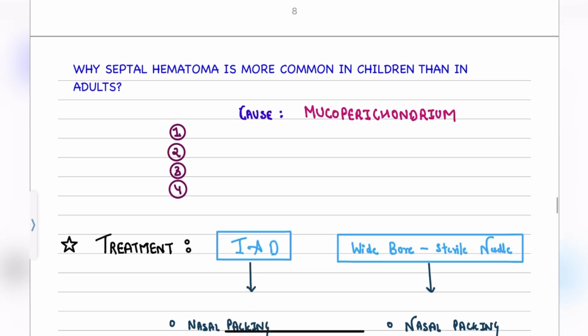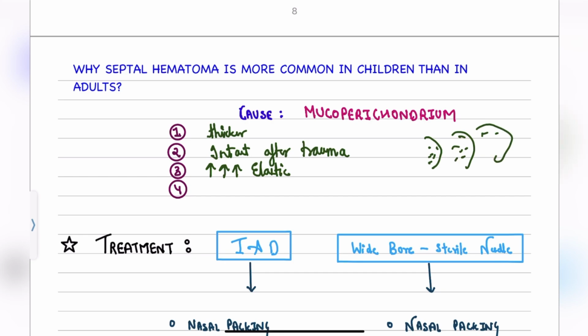So now let's discuss why septal hematoma is more common in children than in adults. The cause is the mucoperichondrium. The mucoperichondrium in children is slightly thicker. It stays intact even after trauma. It is more elastic than in adults. Since it's more elastic, it will collect more and more blood behind its membrane.